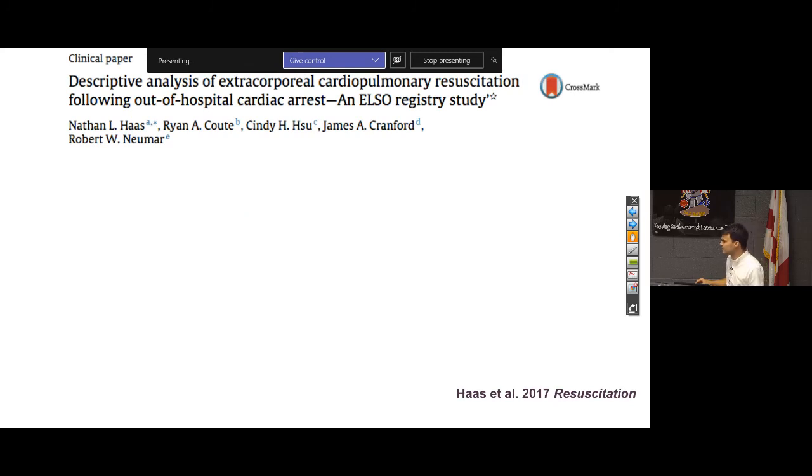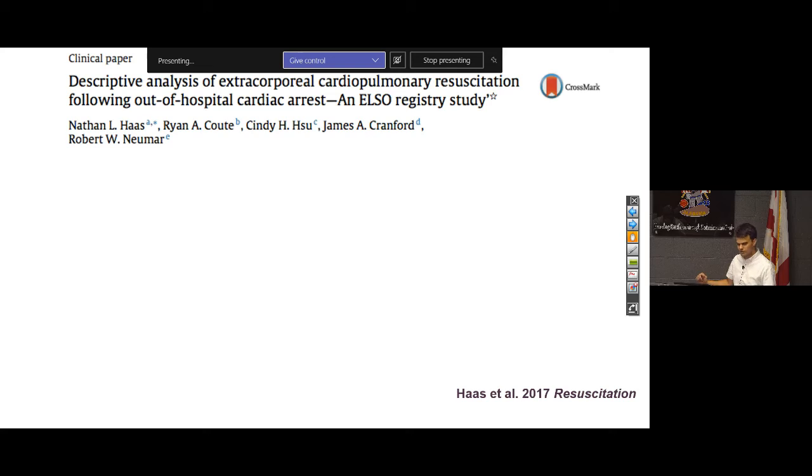ECMO technology has been around since like the 50s or 60s. The problem is it used to be the size of a large refrigerator. Now the McKay unit is about the size of that coffee maker there. So they're now portable. And so in recent years, this is becoming a strategy in places that have a lot of resources as a potential salvage therapy for those in refractory arrest.